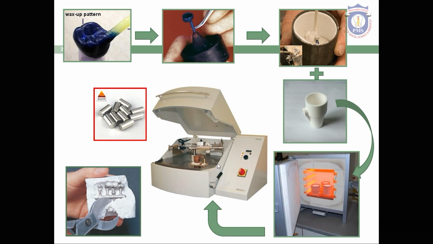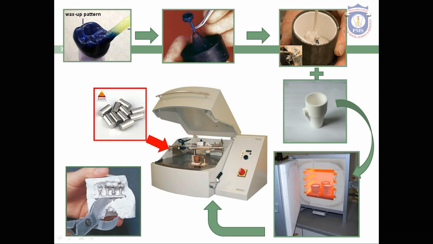Once the burnout procedure is completed, both the crucible and the invested ring are placed inside the casting machine. Because we are talking about a metal restoration, into the crucible we will place the metal pellets. You will then close the casting machine, increase the temperature, and wait for the metal pellets to become molten. Once they fuse into a molten mass, you will release the lever of the casting machine.